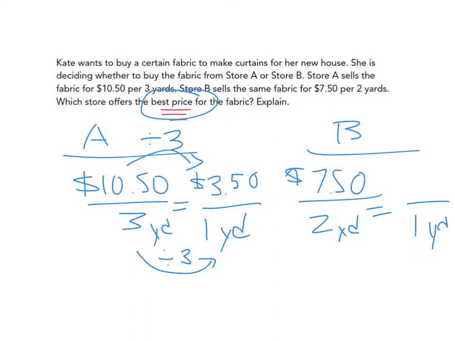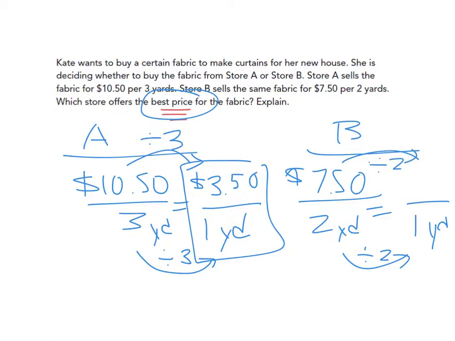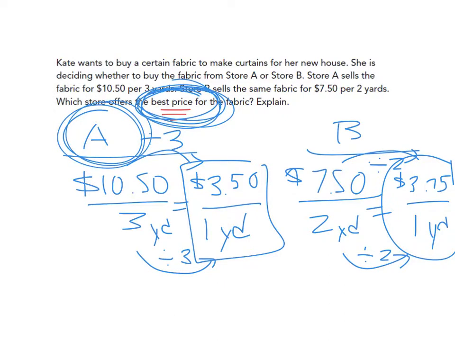If I do the same with B, I divide the top and bottom by 2. And if I divide $7.50 by 2, it ends up being $3.75 for a single yard. I see that the better price, the cheaper one, is A. It looks like it's 25 cents cheaper per yard.